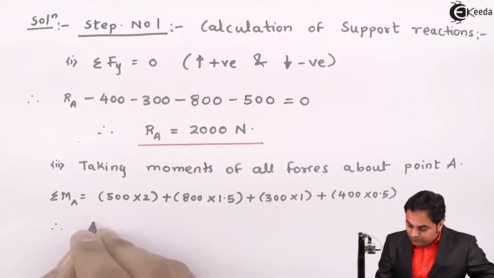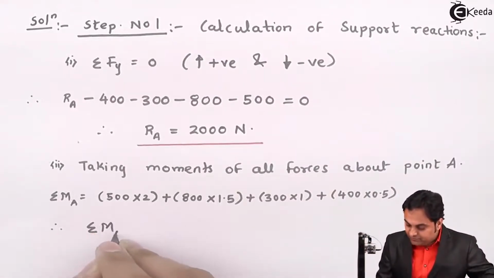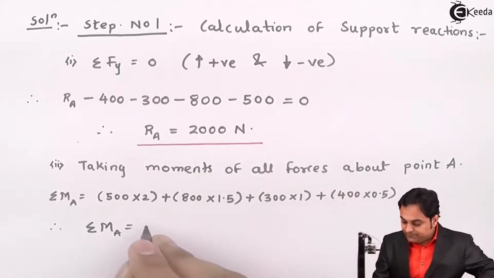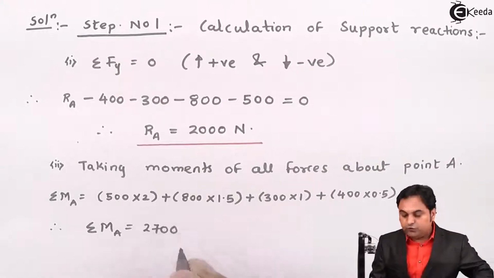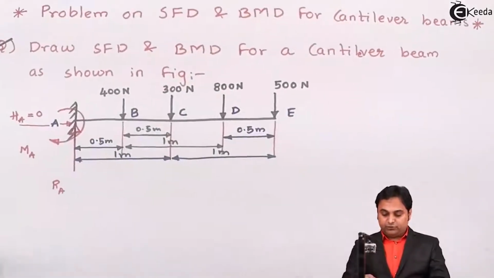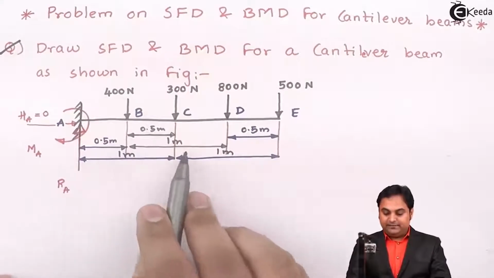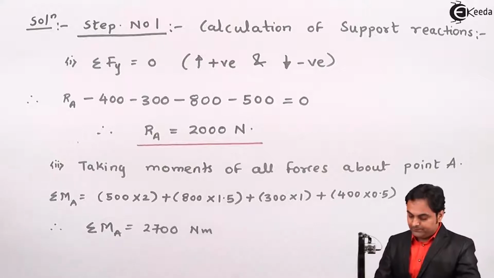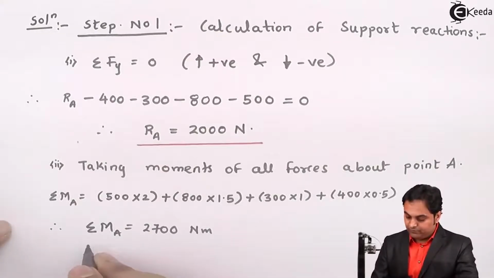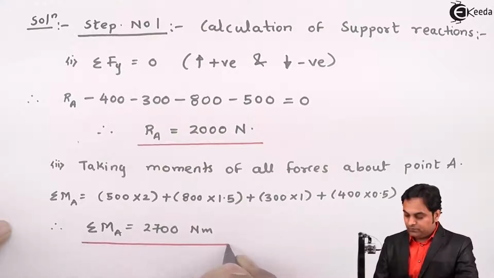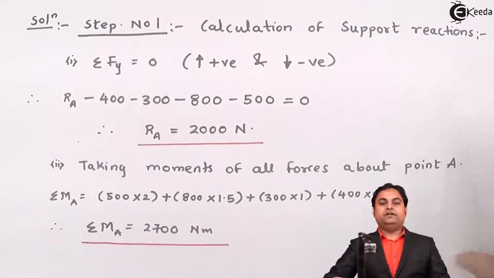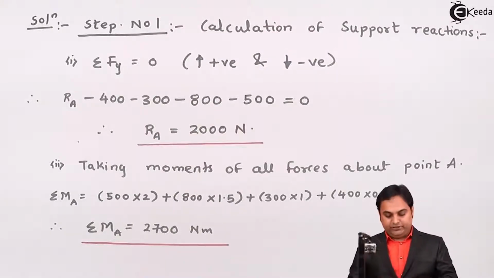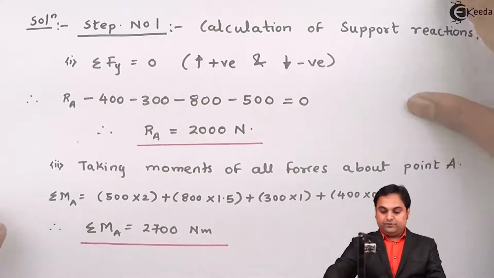Next, 400 into 0.5. On calculating, I'll get the summation of moment about point A as 2700. The unit of force is Newton and distances are in meter, so the value of bending moment will be in Newton meter. That will be the unit of moment. So here we complete step number 1, that is we have calculated the value of vertical reaction at A and the value of moment at point A. Now I'll go on to step number 2.